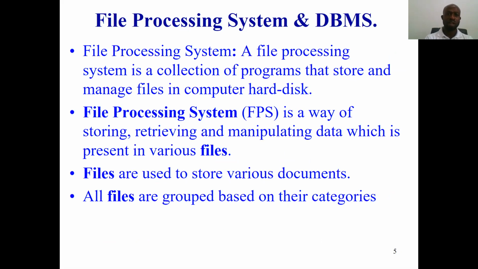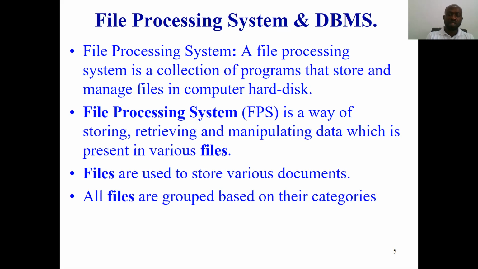Now, let's look at file processing system and also database management system. We want to compare the two. A file processing system is a collection of programs that store and manage files on a computer hard disk. It is also a way of storing, retrieving, and manipulating data which is present in various files. The files are also used to store various documents. All files are grouped based on their categories. We want to look at how we move on from file processing system to database management system.